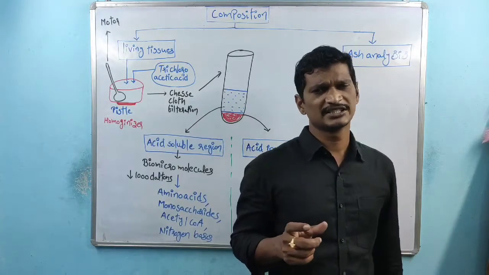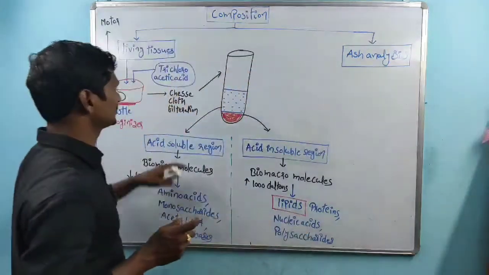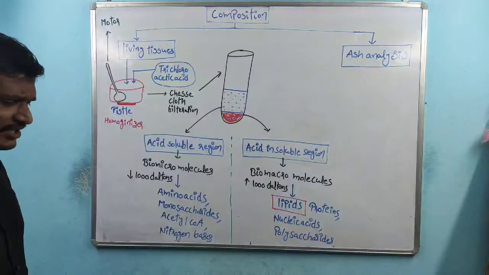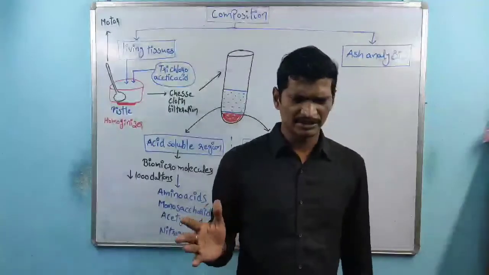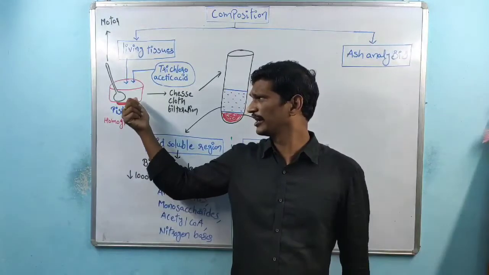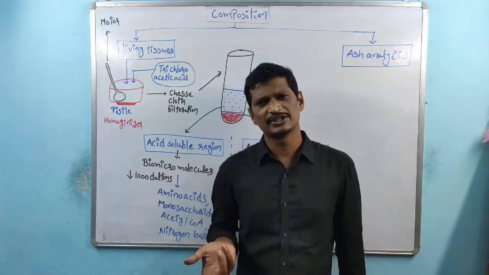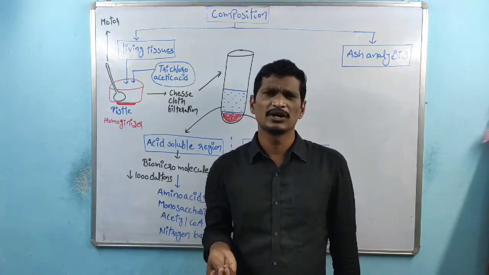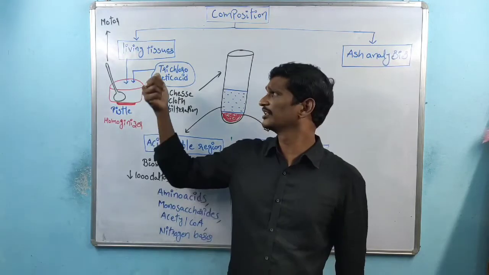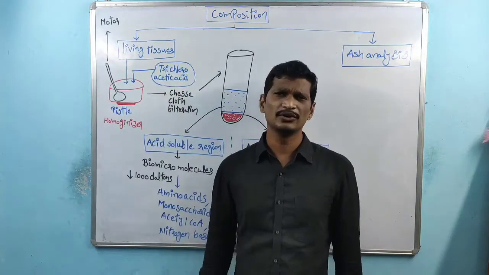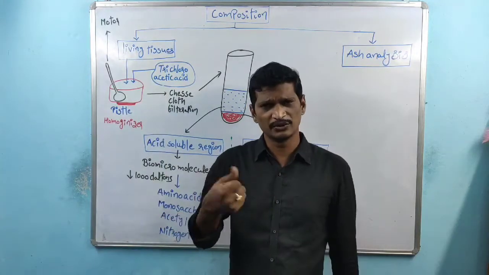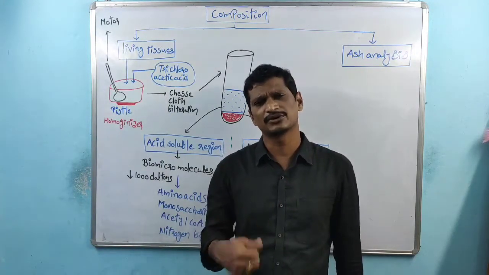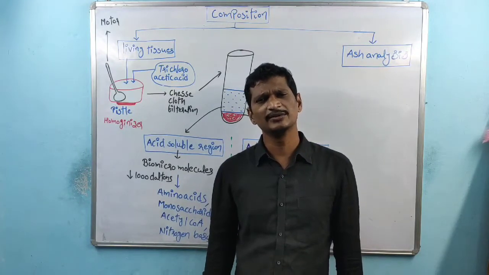The name of the reagent is trichloroacetic acid. Remember, whatever chopped material is there, we add into the mortar. After that addition, we add one chemical reagent, and the reagent name is trichloroacetic acid. In the presence of trichloroacetic acid, we do the complete grinding process.